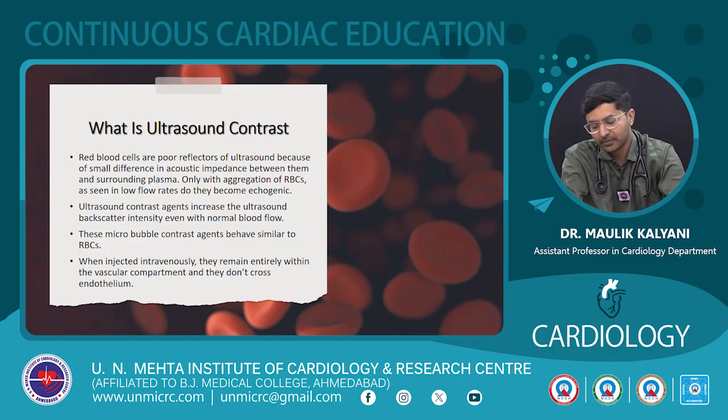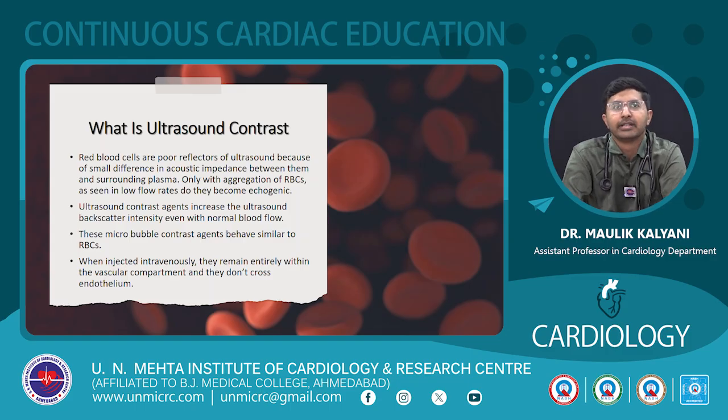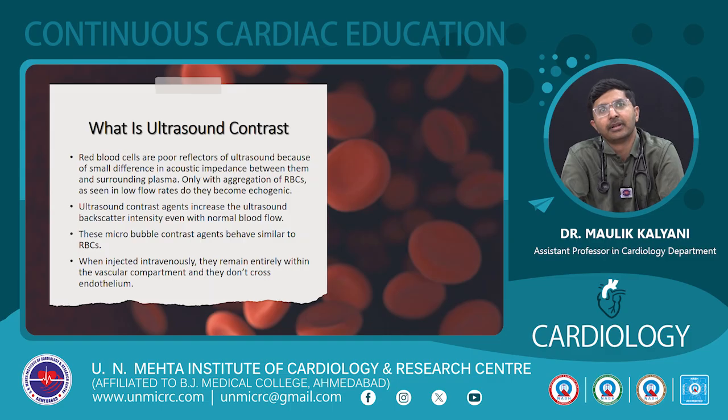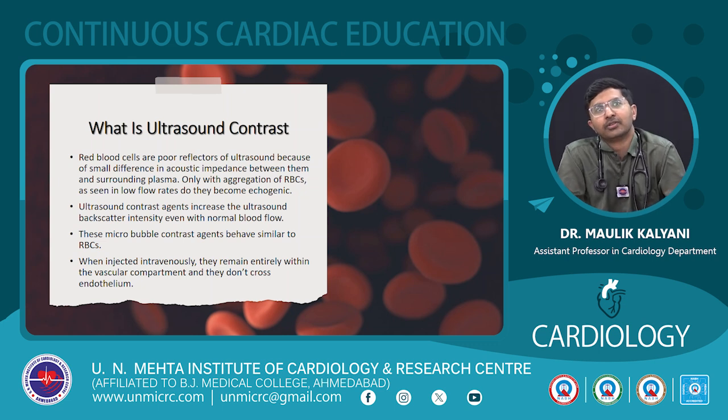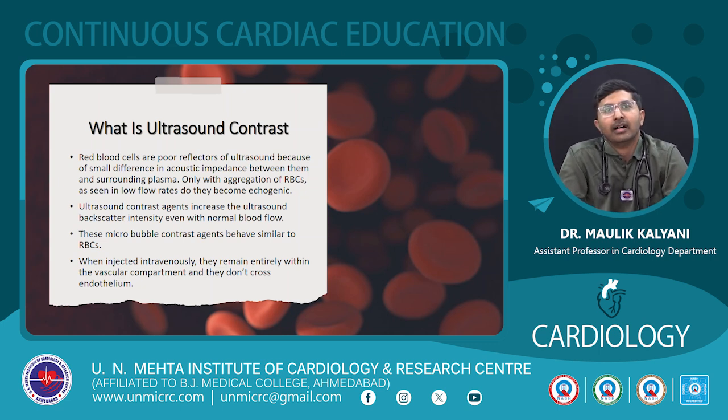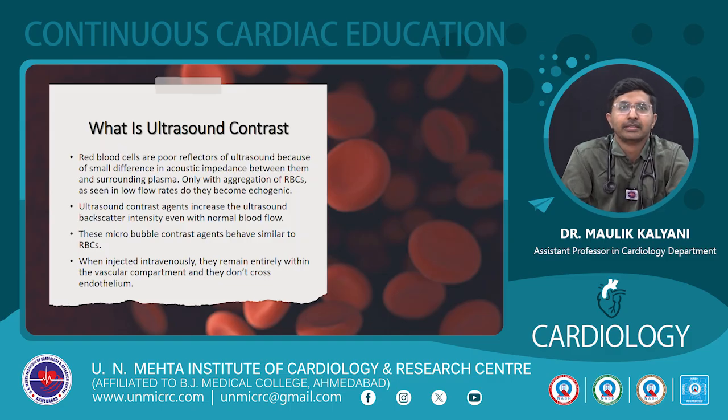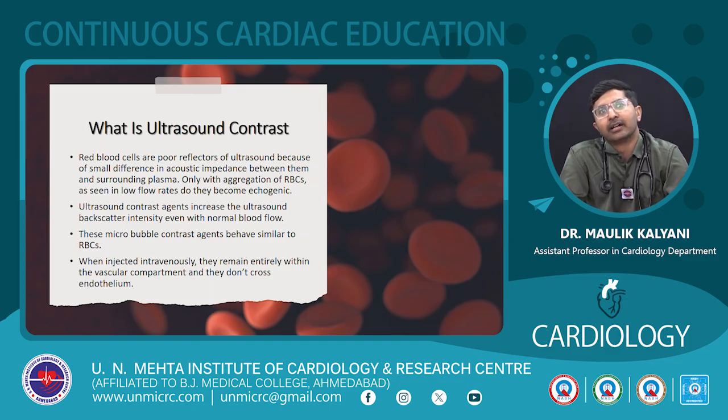But with the aggregation of RBCs that occurs when there is slow flow or a clot, it becomes echogenic. So it will appear on the echo as spontaneous echogenic contrast or a clot, which is hyperechoic. Normally, RBCs in high velocity do not produce any ultrasound contrast. So we will require some agents that will increase the echogenicity of this normal plasma blood flow, and according to how much contrast it produces, we can further conclude how the shunt is going.